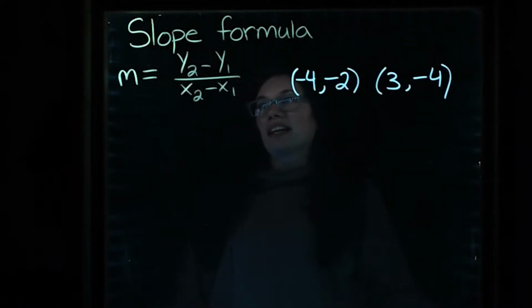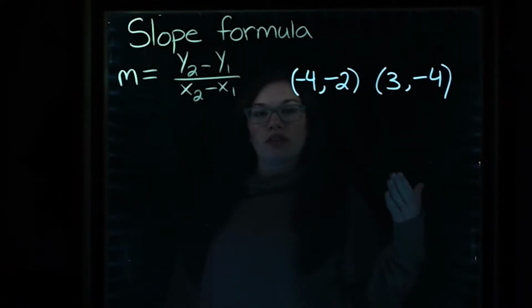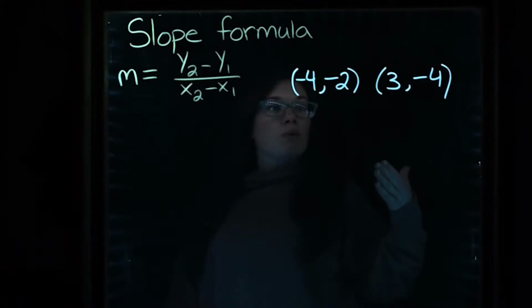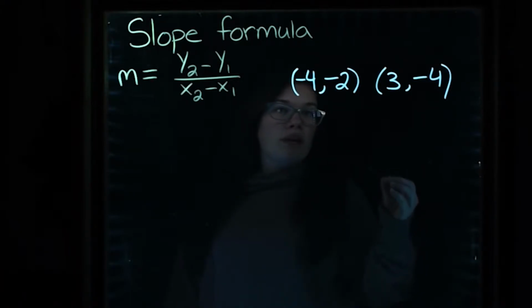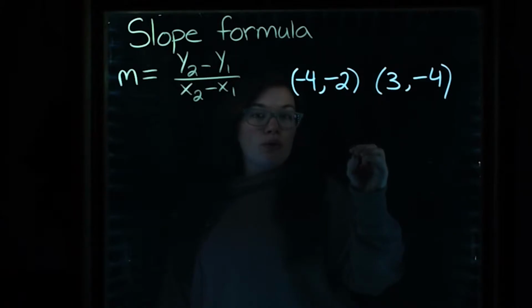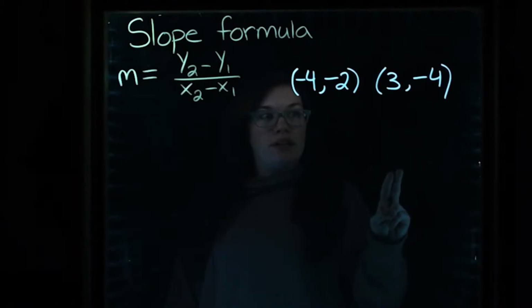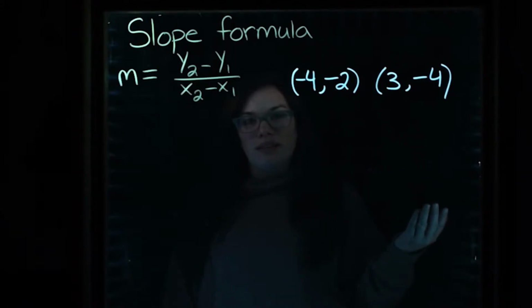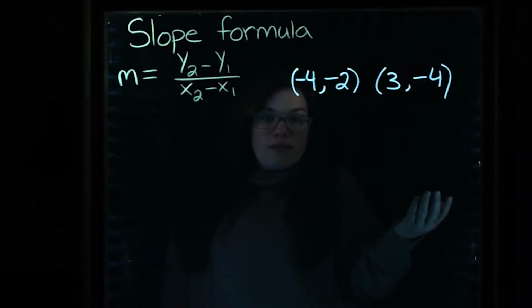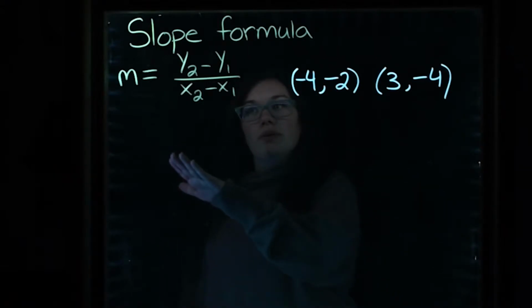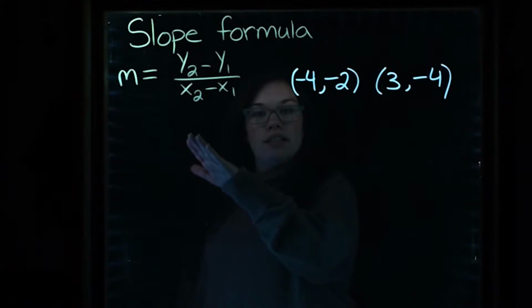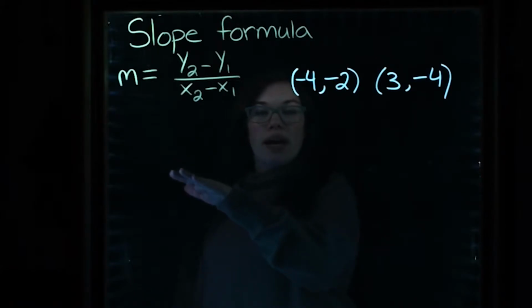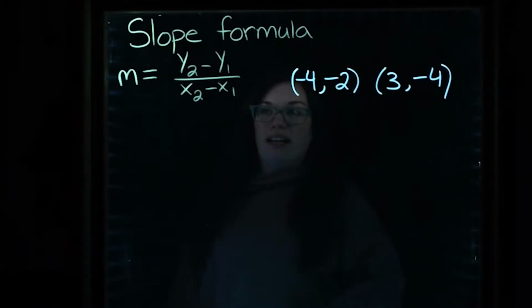Welcome or welcome back. In this video, we are going to look at the slope formula. We use the slope formula when we are given two pairs of coordinate points, and the question will ask us, what's the slope of these 2 points? Now the equation we use is y2 minus y1 divided by x2 minus x1.